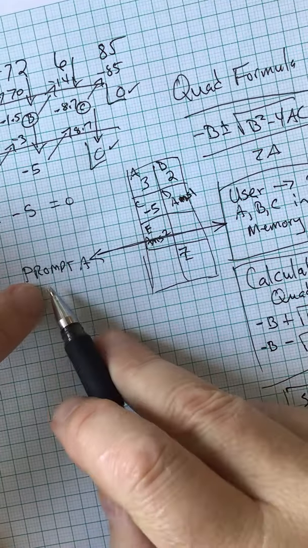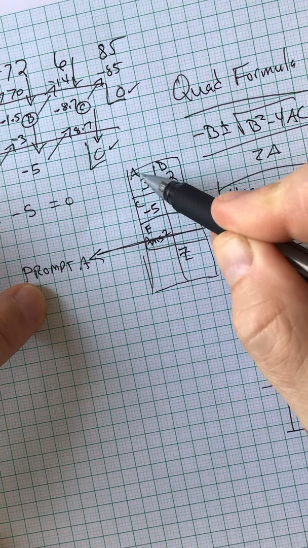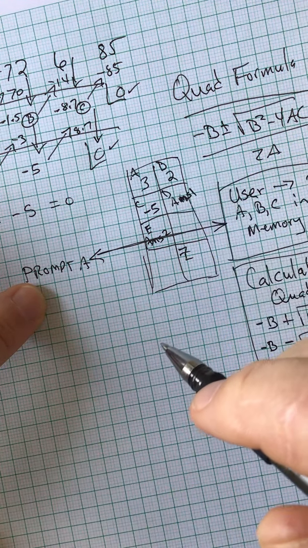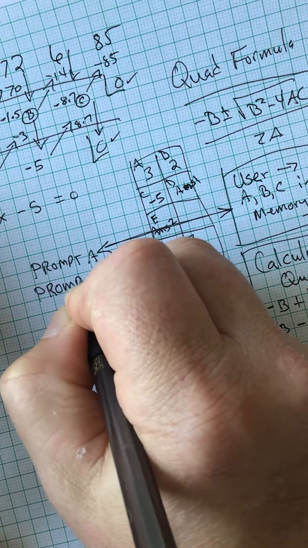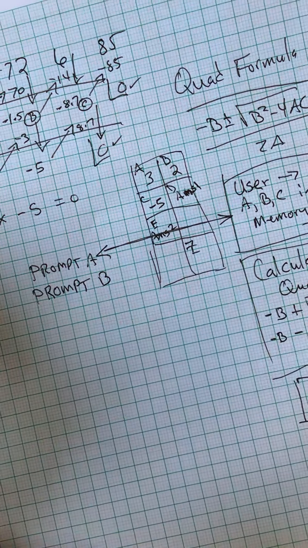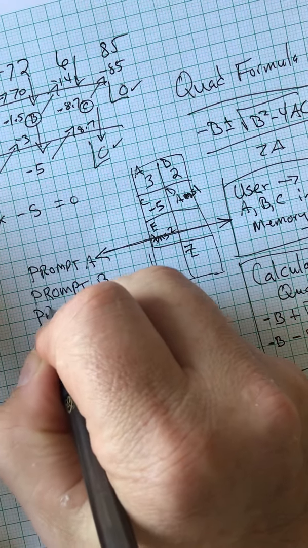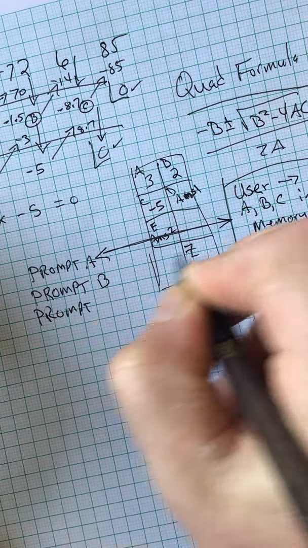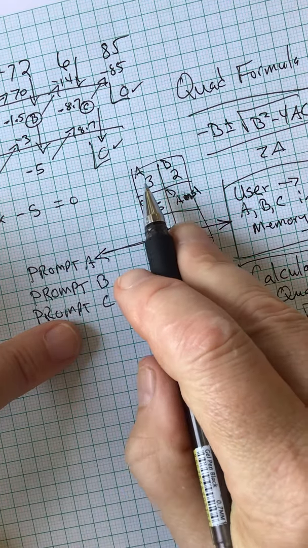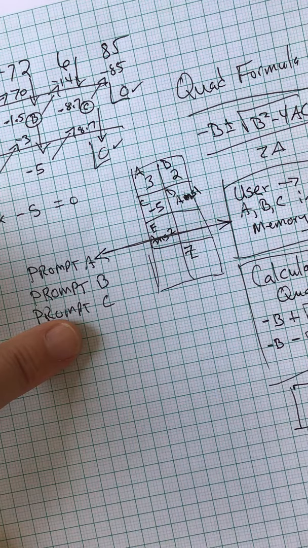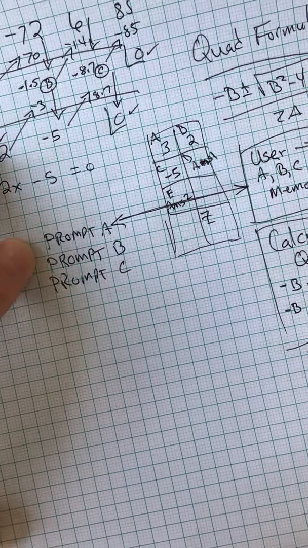Prompt A. Prompt opens up the memory of your machine and allows the user to type in a 3. Okay, then I need to open up the memory of the machine and allow the user to put in the B number, the 2, in spot B. And then I need to prompt and put the C number in there. So I need to open up memory slots A, B, and C so the user can type them in. Okay, that's going to be 3 lines of code.